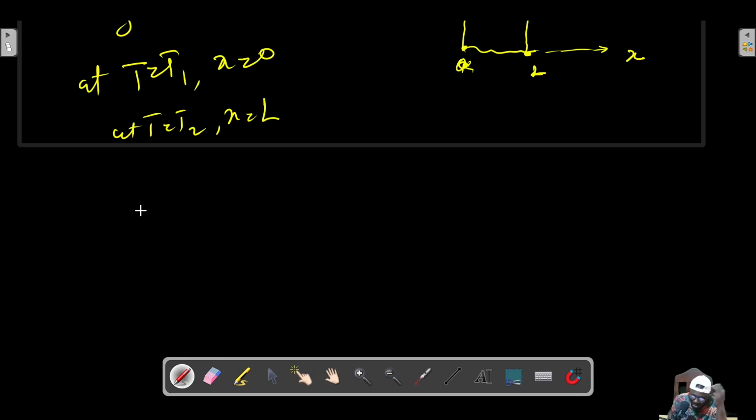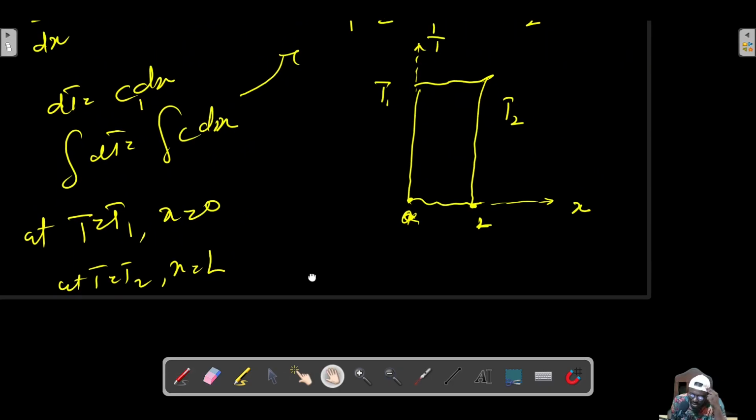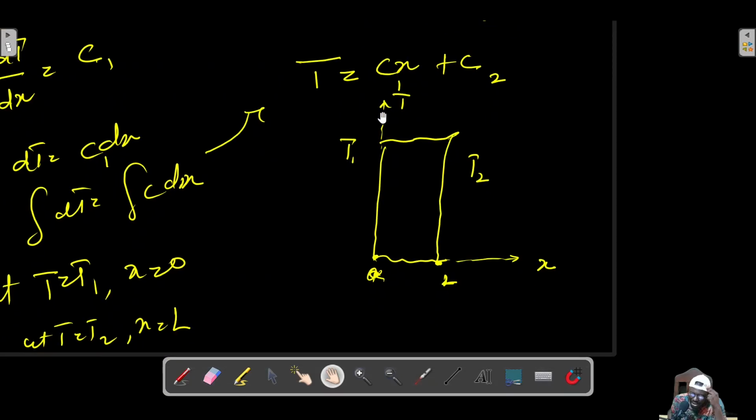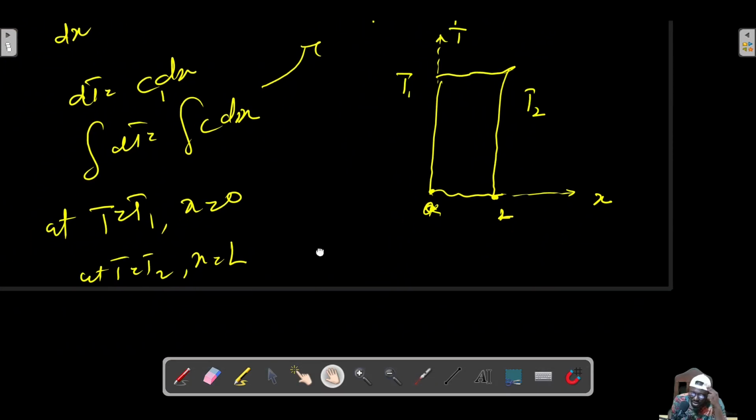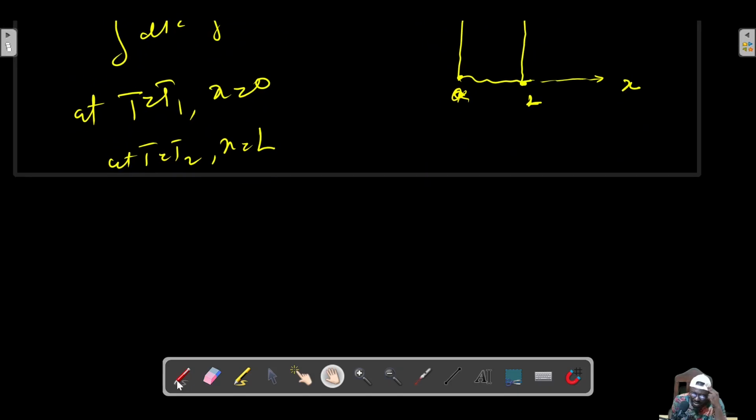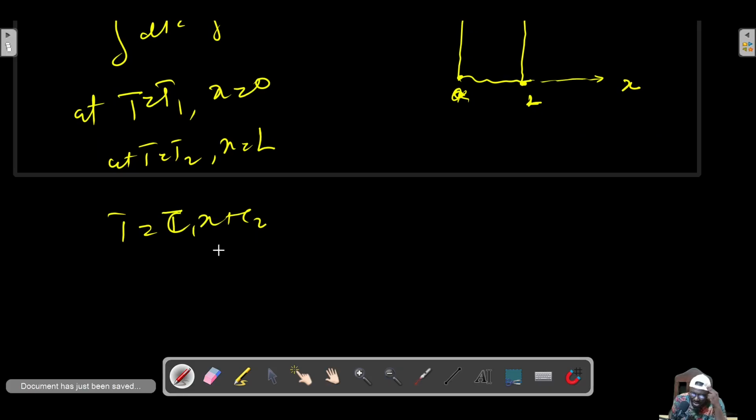Now, I perform the substitutions. Then I can say that, what is the equation? Yeah, T is equal to C1X plus C2. So, that is T is equal to C1X plus C2.